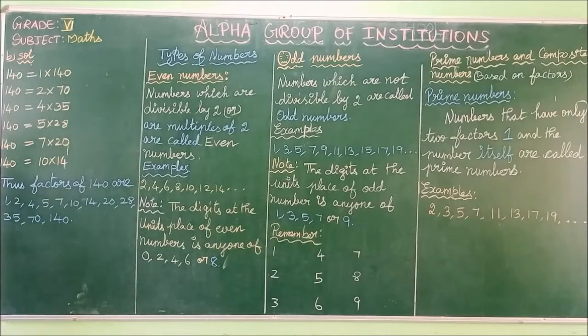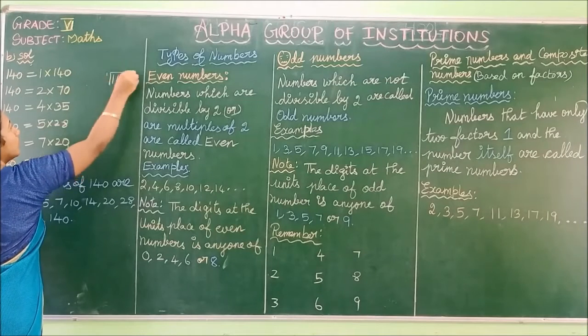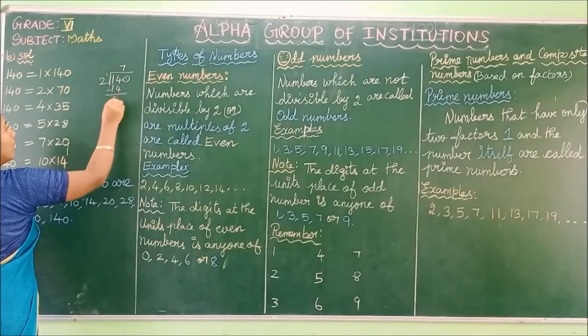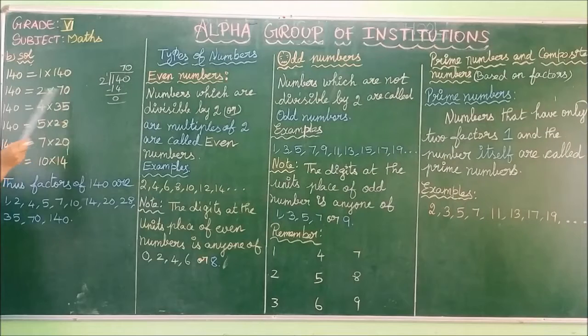Next you have to analyze how we can write 140 as a multiple of some other number. See, 140 ends with 0, so it comes in the two tables. So you have to write 140 as a multiple of 2. How do you write it? You have to divide 140 by 2. How many times? 7 times. 7 2s are 14, so remainder 0. Link this 0 to the quotient, so you can easily write 2 into 70.